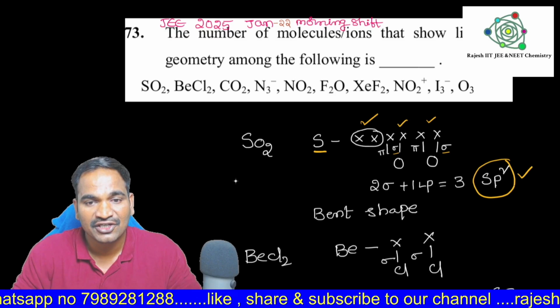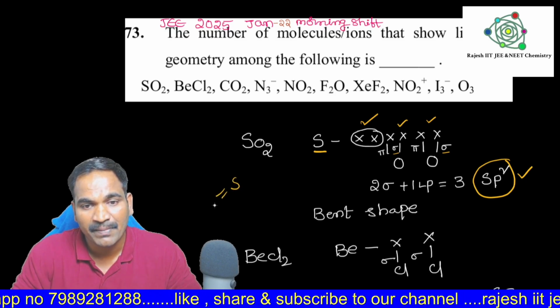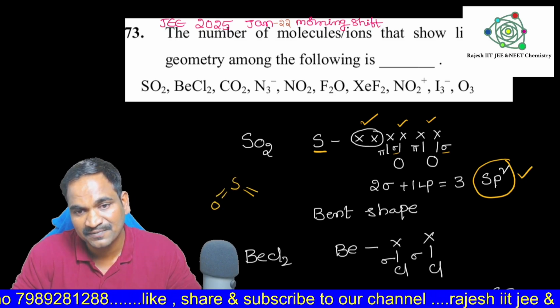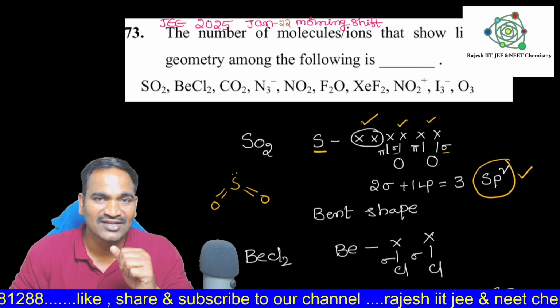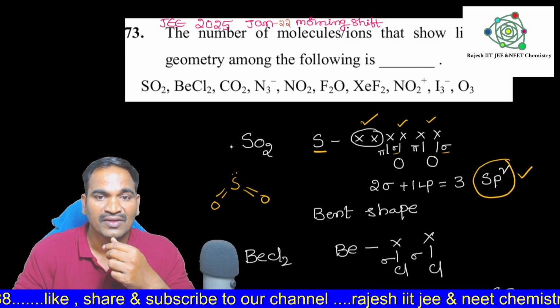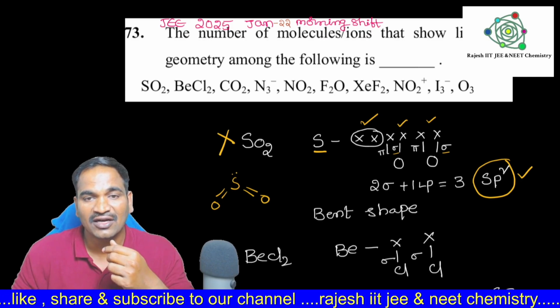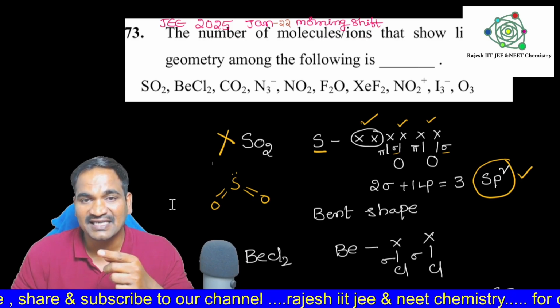Have you got it? It shows which shape? Bent shape, like this. So therefore this is not coming under linear, so you can cut this one. Now go for BeCl2.